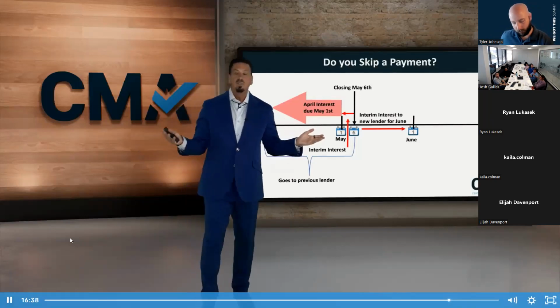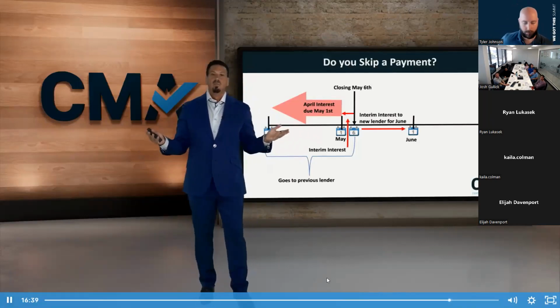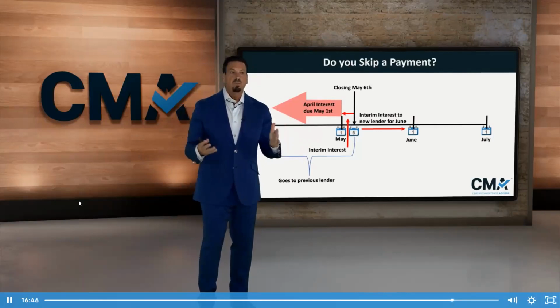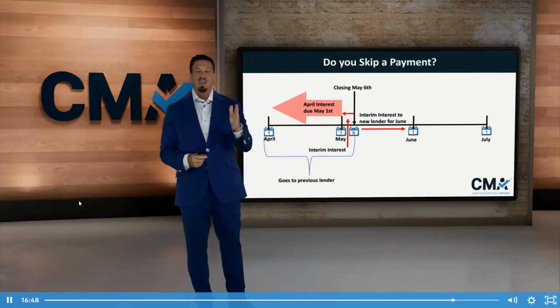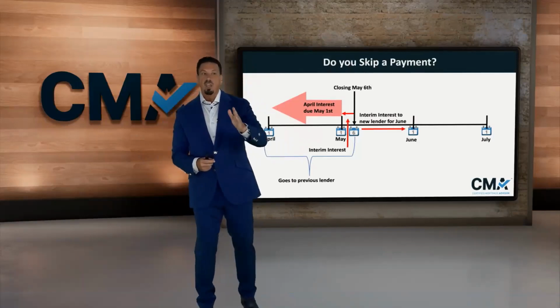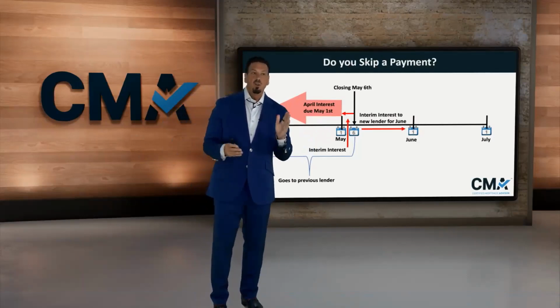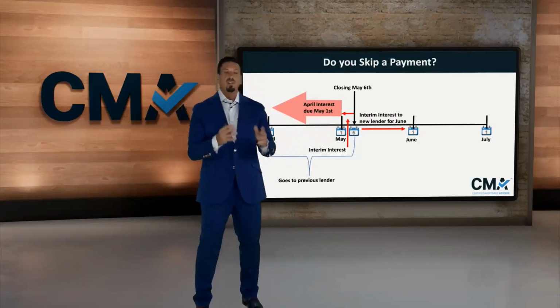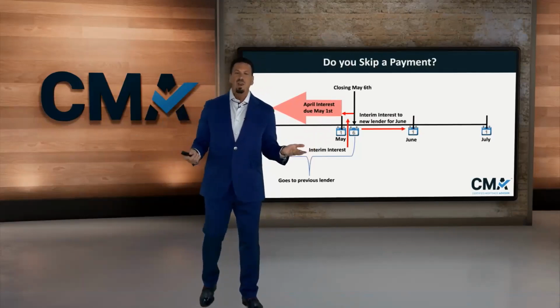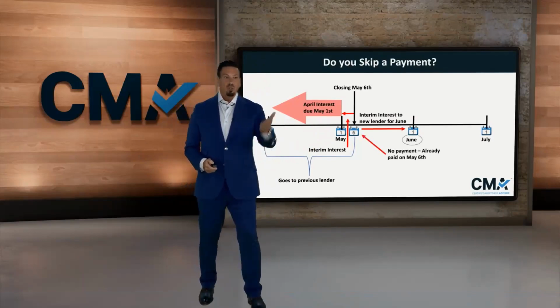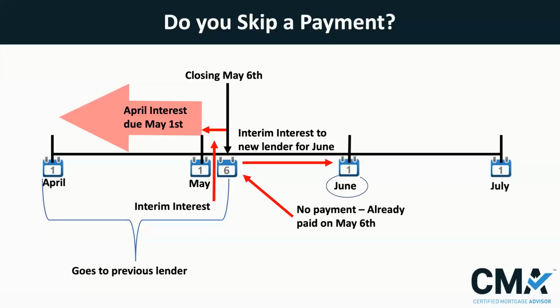Now, when June 1st comes, are you making a mortgage payment? No, because your month of May was split on May 6th. You paid it in advance on May 6th. You paid the old lender from the 1st to the 6th, that closing on May 6th. You paid the new lender from the 6th to the 31st on May 6th. So if somebody says, hey, wait a minute, I'm skipping a payment, you're not. It was already paid. You just paid it in advance.